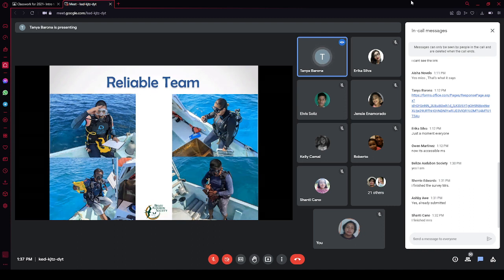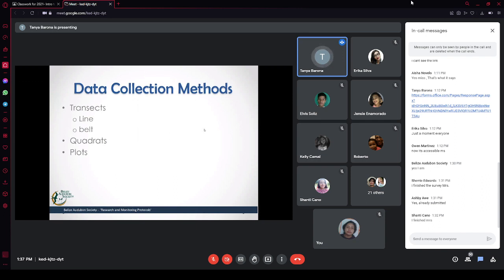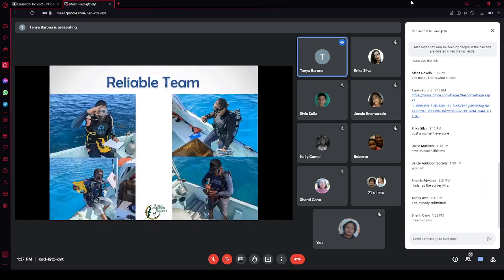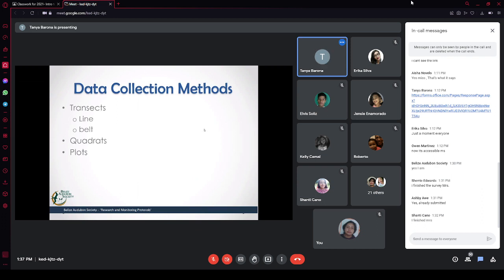You need to have a reliable team. This is just the team at the Audubon Society, the marine team, which consists of the biologists and assistant data collector and field assistants. So in looking at the data collection methods that are commonly used in the marine environment and specifically where we do our work, we use 3 types: the transect method, which includes both the line and belt transect. There is the quadrat method and the plot method.